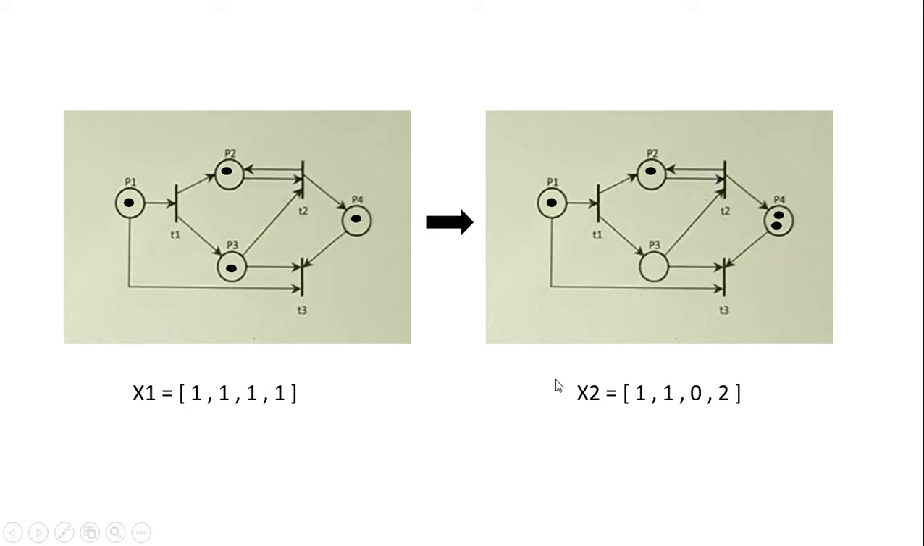Then from x1 to x2, x2 means the T2 transition. If the T2 transition happens, then P2's token will stay, because we already know the token will go here and then return. So P2's token is still there, but P3's token will go to P4 because this transition will happen. So P1 has 1 token, P2 has 1, P3 is 0 and P4 will have 2 tokens. So this is the x2 value, the transition 2 value.